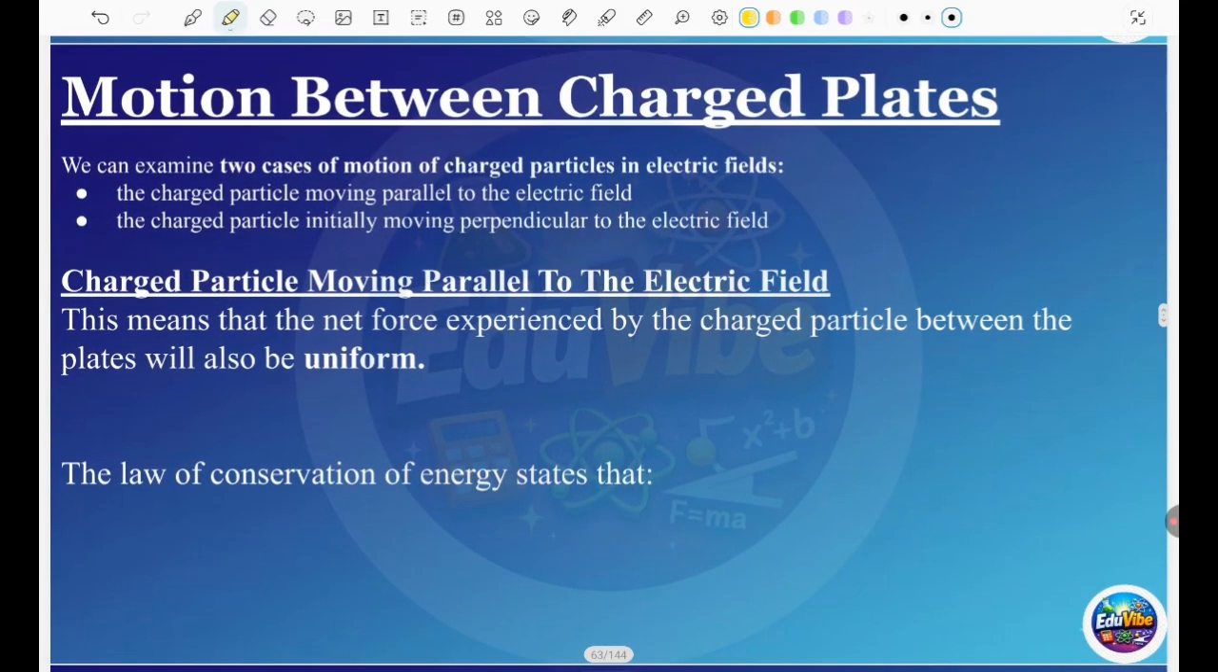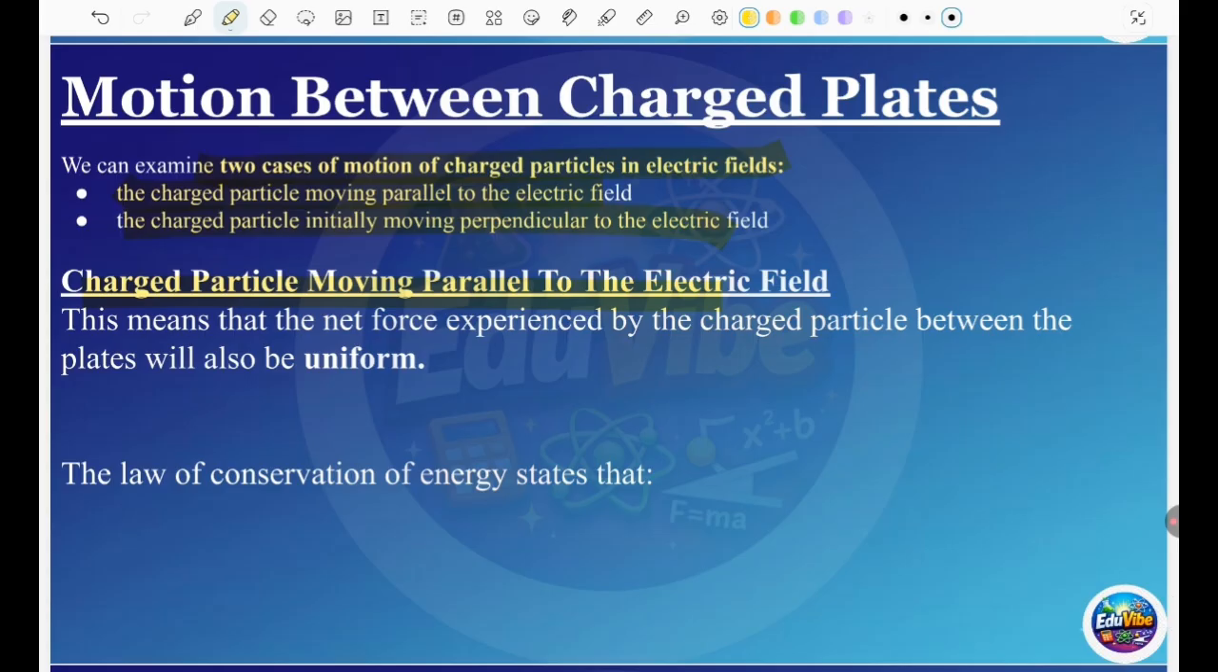One other topic we have to cover is the motion between the charged plates, the parallel plates. In this we have two cases. The first case we discuss now, and the second case we discuss next lesson. So the two cases are the motion of a charged particle between charged parallel plates: the charged particle moving parallel to the electric field, and the initial velocity perpendicular to the electric field. That perpendicular one is the big topic we discuss next lesson. But now we will discuss the charged particle moving parallel to the electric field.